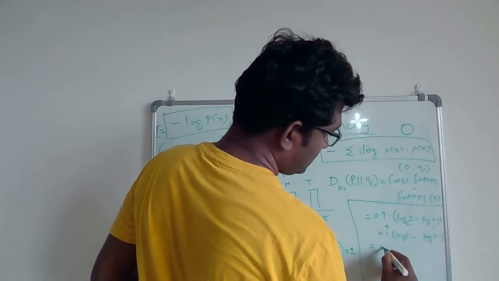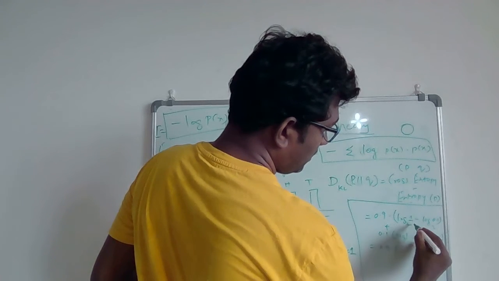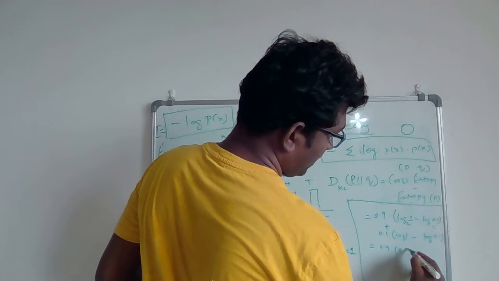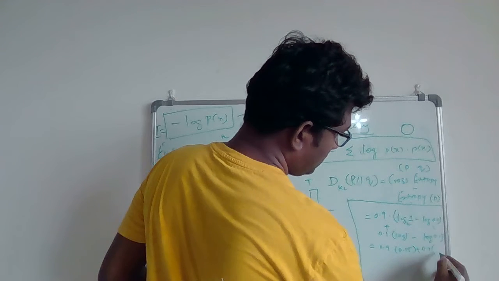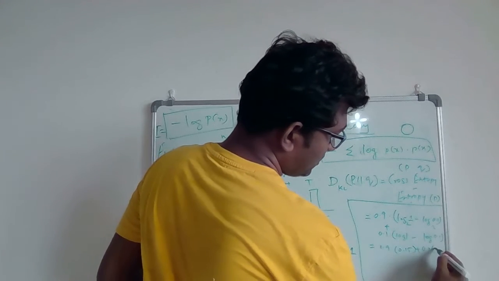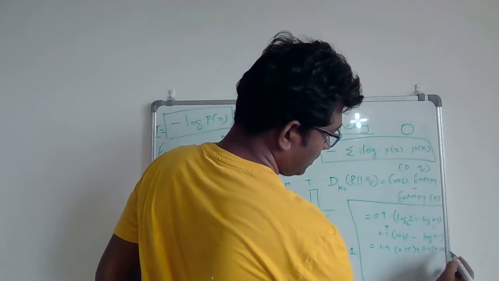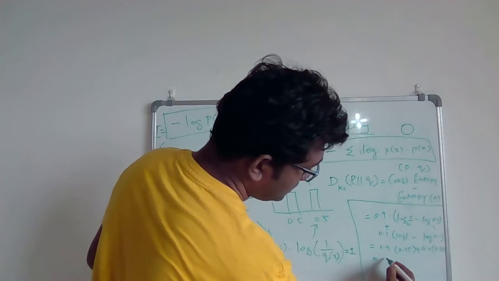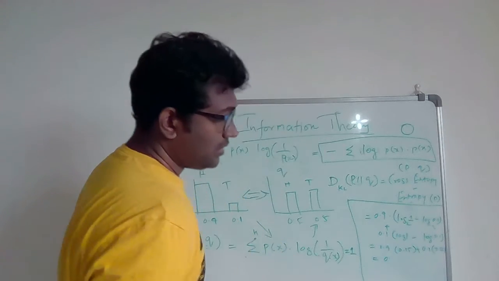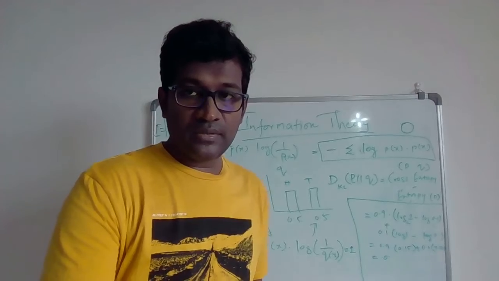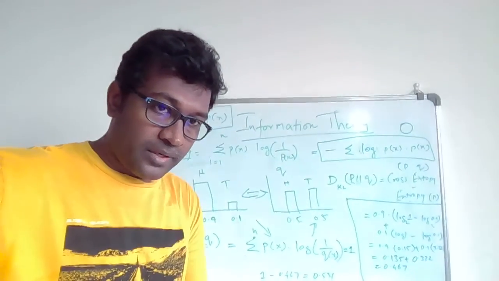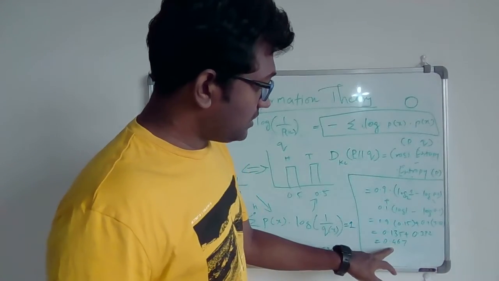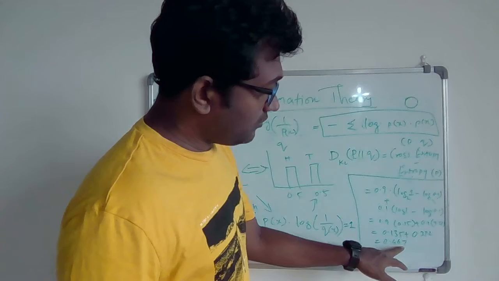So if you calculate, this becomes 0.9 into log 1 is 0, log 0.9 is 0.15, plus 0.1 into log 1 is 0, log of 0.1 is 3.32. If you try to sum this, let me use the calculator. I just used the calculator, and you find that the entropy becomes 0.467.